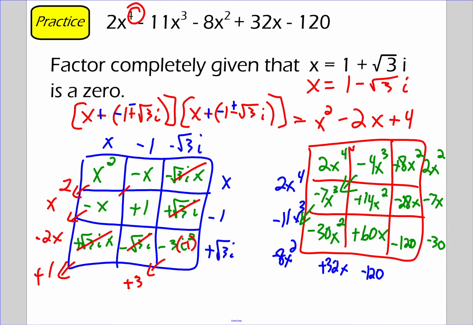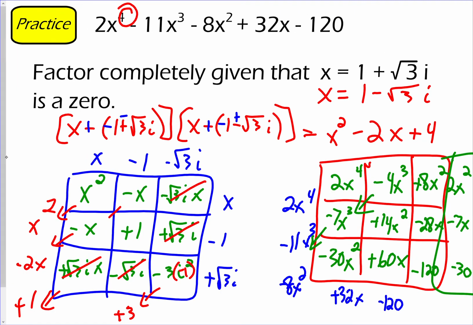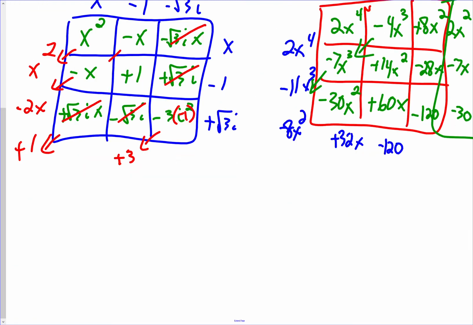And we're just going to double check. 60 minus 28 is 32. 8 and 14 is 22. Minus 30 is negative 8. So all of these go together, and here we go. Here's our other quadratic factor. But the thing is, we still need to factor that.